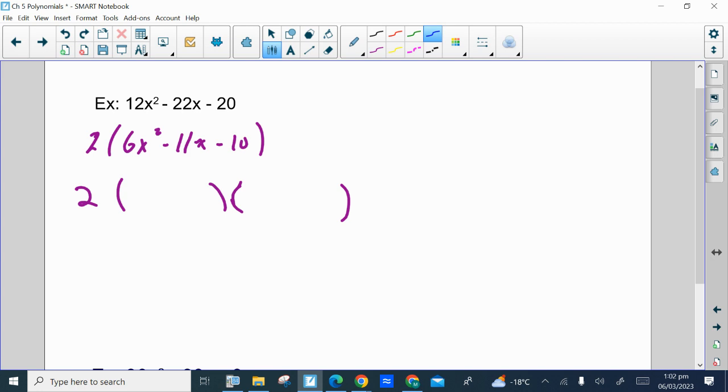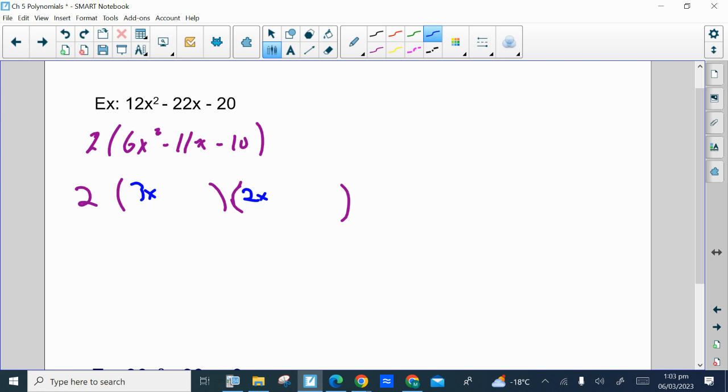Kai, can you give me one possibility for those first terms? 3 what? 3 bananas? 3 oranges? 3 x's. So if the front term is 3x, what would have to be the front term in the other bracket? Does 3x times 2x give you the 6x squared that we need? Yes. So if you put a 3x in the first bracket, you'll have to have a 2x in the other bracket because they multiply to get 6x squared.